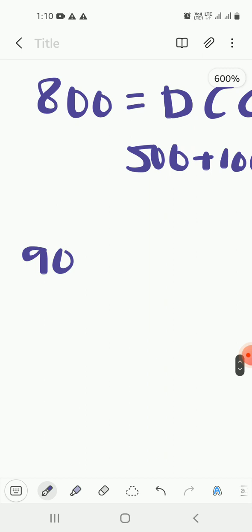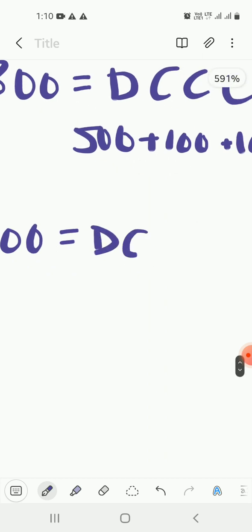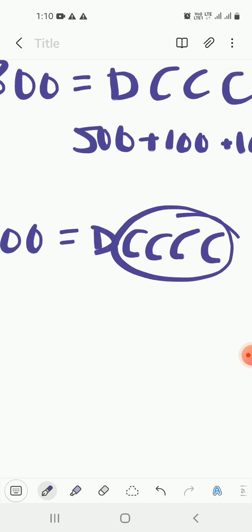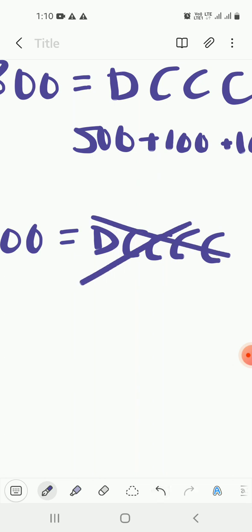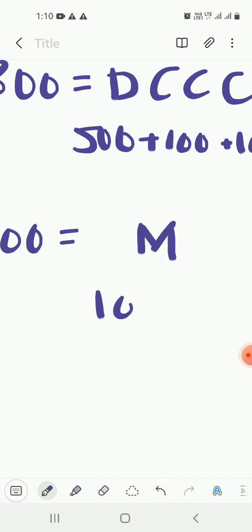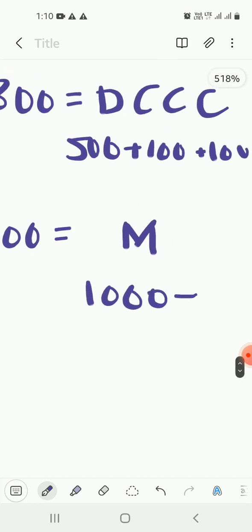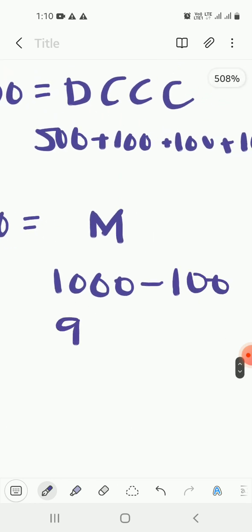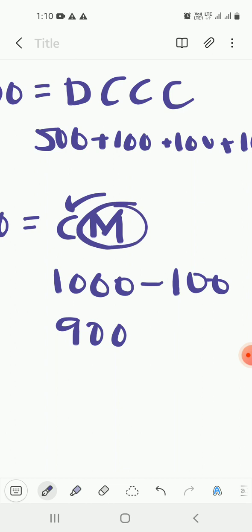For 900, we cannot write D and C 4 times. As I told you, 4 times we can't repeat anything. So this is wrong. But how can we write it? Over here we have to get into another approach, that is M, which is 1000, and you have to deduct 100 from 1000 to make it 900. So you write C before M. Writing anything to the left of a bigger number, that is M is a bigger number, that is 1000, and C is a smaller number, that is 100, and if we write any smaller number before a greater number, it will be deducted.